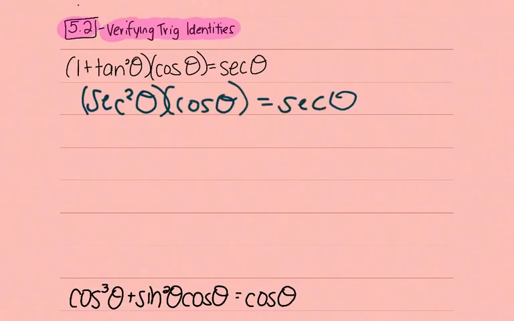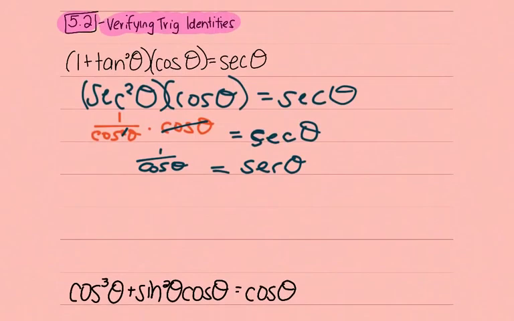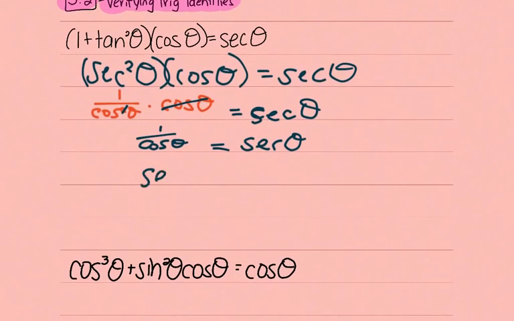Now what? You can divide both sides by secant. Or you can change secant. So you could do it either way. Both ways you just said would work. So 1 over cosine squared times cosine, cancel out one of my cosines on the left-hand side. And I'd get 1 over cosine theta equals secant theta, and 1 over cosine is secant.